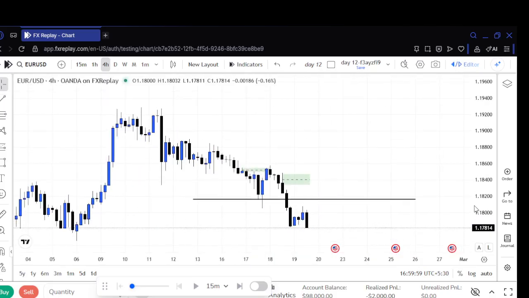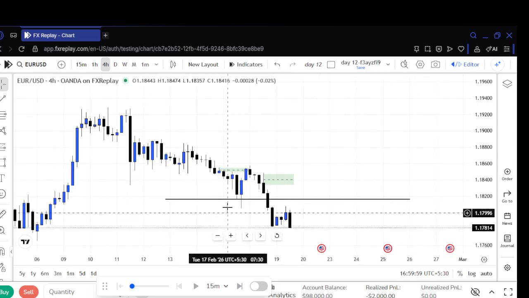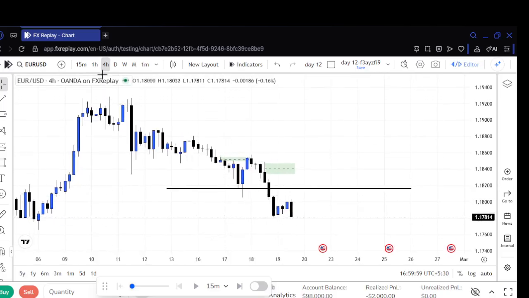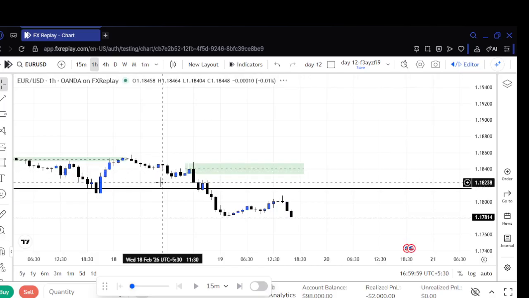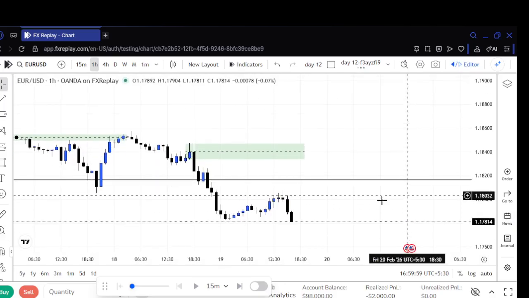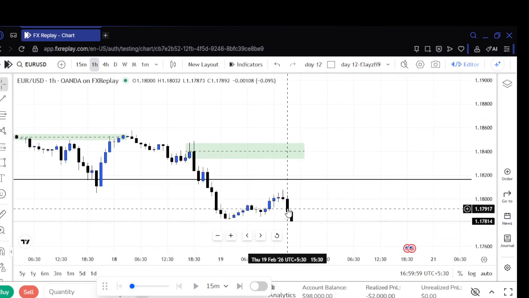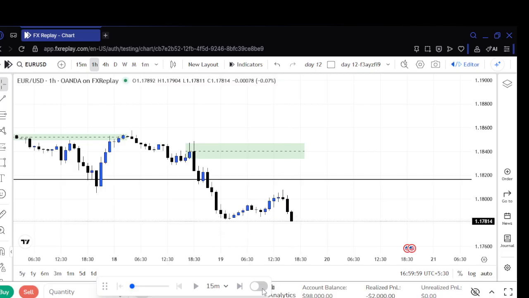Go for the 1 hour. Look for the narratives here. We got a rounded block. Now we get a break of structure. Let's wait. Let's look at the 1 hour.